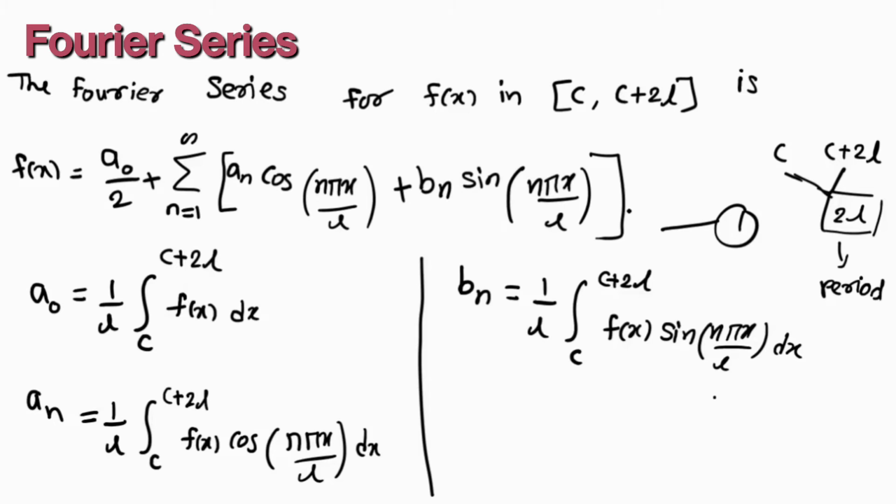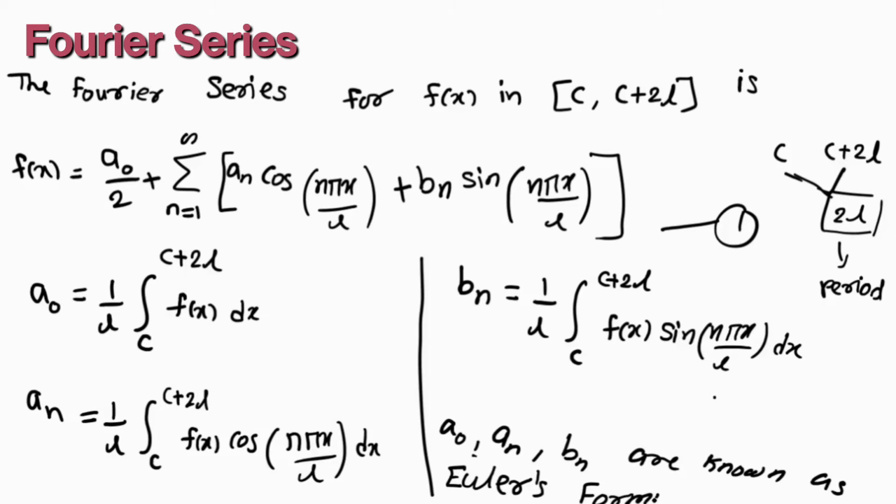And if you remember this formula, then you do not need to remember any other formula. This is the most general form. So you can put c and L as per the question, you will get the answer. Now, what are this A0, An, Bn? This A0, An, Bn is nothing but the Euler's formula. So the A0, An and Bn we were talking about are known as Euler's formula.